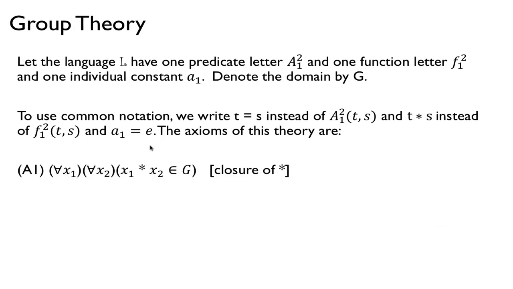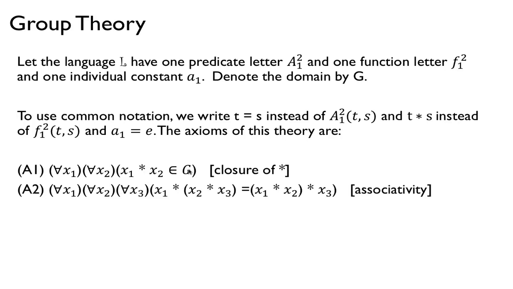For all x1, x2, x1 times x2 is an element of G. This is also known as the closure of this operation. That means that if you take two elements that are in the domain and you operate them by applying this operation, the answer should also be an element of G. So this is called closure. So this is the first axiom.